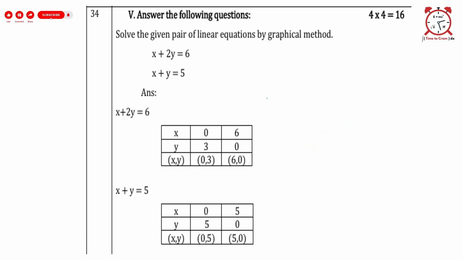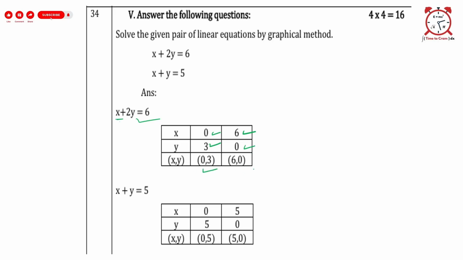Next question 34. Solve the given pair of linear equations by graphical method. So a pair of linear equations is given, and we can take suitable values for that. Look here. For the first equation, if we keep x equal to 0, then 2y equals 6, then y equals 3. If you take x equal to 6, then 6 minus 6 is 0, then y equals 0. You can take any value, but you have to take a value such that only integers come. If the value comes as a fraction, it will create a problem to plot the graph, so you have to take values properly.